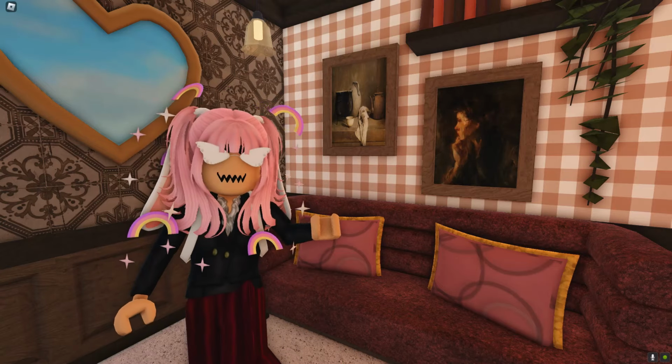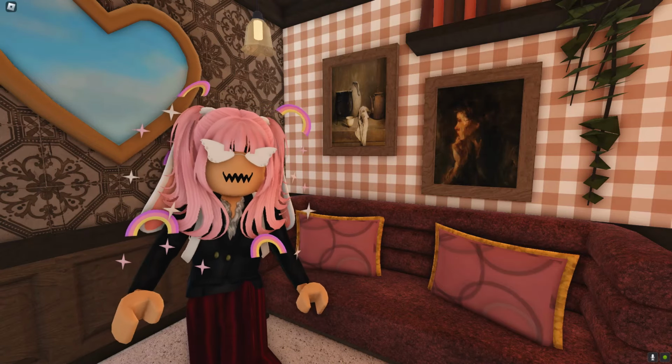So anyways, here are some of the pictures that I took when I visited that I will be using as the reference for this build.